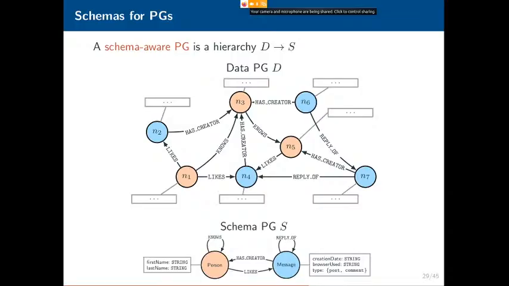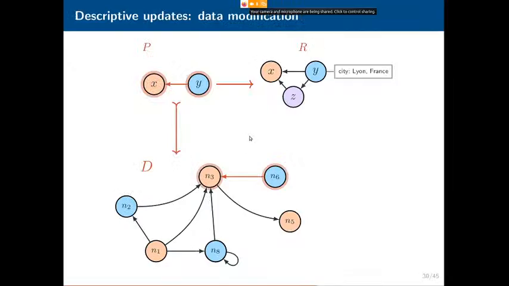So our homomorphism expresses naturally the notion of a type. So our schema defines the types of nodes, types of edges, sets of allowed properties that our entities can have. And in this little figure, I have a little schema that defines two types of nodes, person and message. I have some types of edges, and I encode my homomorphism with colors in the data graph.